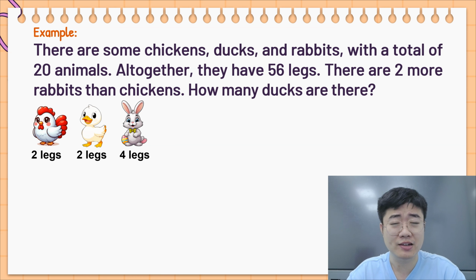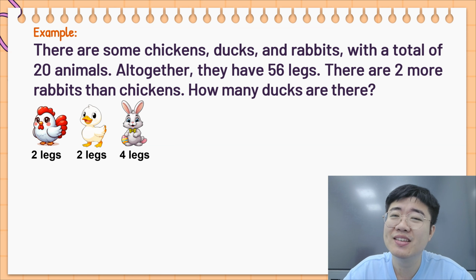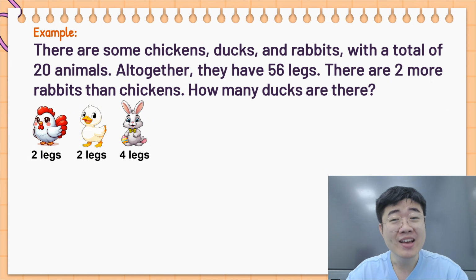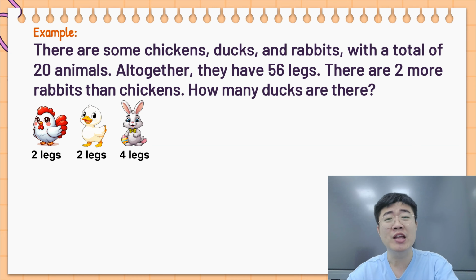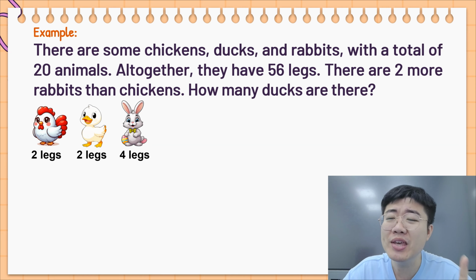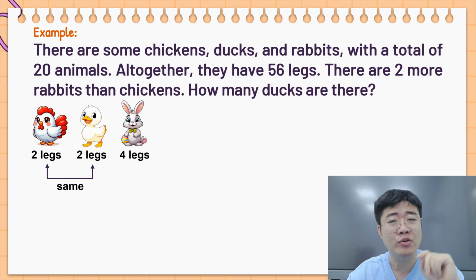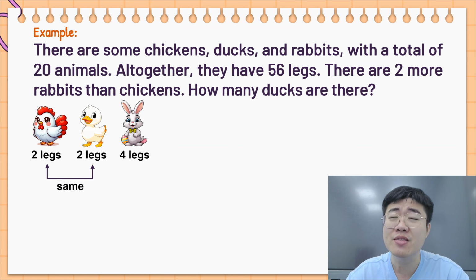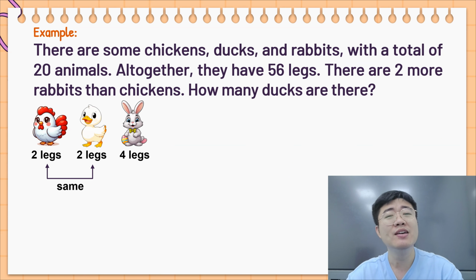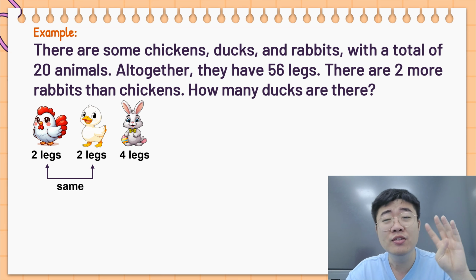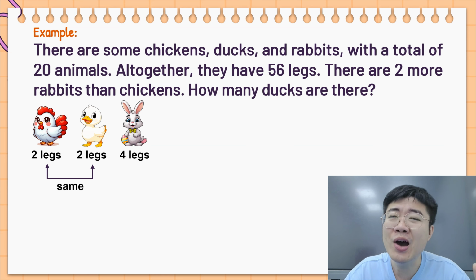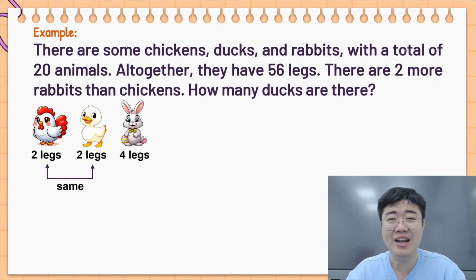So let's think. Total of 56 legs. Does it really matter if it's a chicken or a duck? Oh, we notice, right? It doesn't really matter if it's a chicken or a duck. You know why? Because both of them have 2 legs. So essentially we can treat them as one group. One group is those animals with 2 legs. The other group is the animals with 4 legs. So now we only have 2 different objects. We can use our usual method to solve the question.